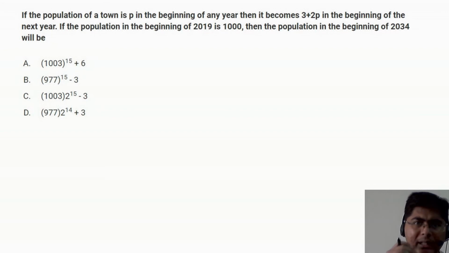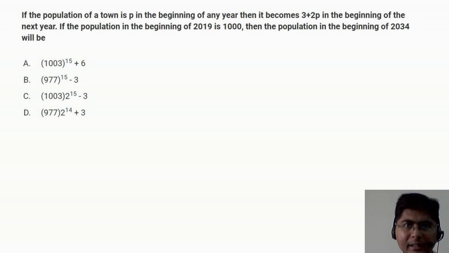Now, what am I supposed to do in this problem? See, in this problem, what happened? In the beginning of any year, that's P. Next year, what will it become? 3 plus 2P. Now, this 3 plus 2P will be replaced next year in the P column. So let us understand what I'm supposed to say.